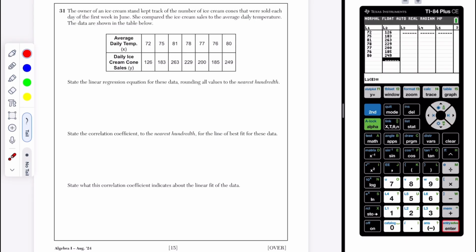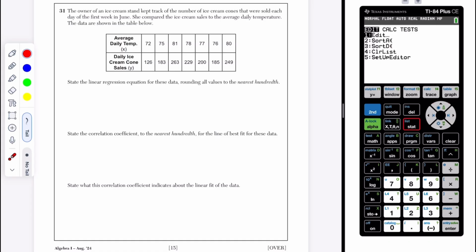So we have all our data, so we're going to hit stat one more time. And I'm going to move over from edit to calculate. And I'm going to go down to linear regression. You'll see it, number 4, LinReg, that's linear regression. And you're going to hit enter. And we want, yep, that List 1, that List 2. We're going to go down to calculate and hit enter. And this is all the information we want.